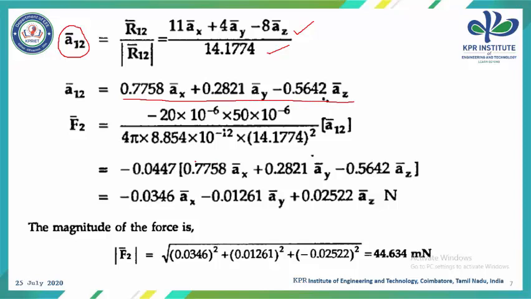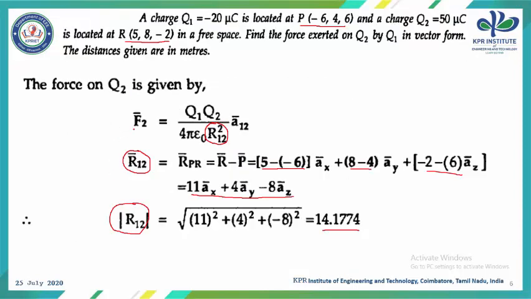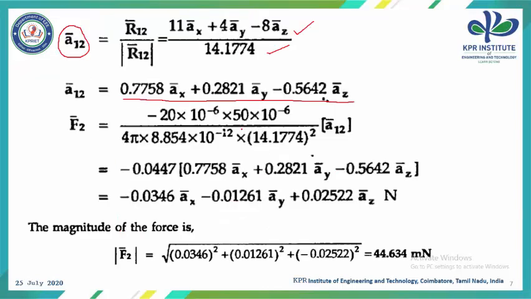Got it? What is the formula? F2 equal to Q1 Q2 divided by 4 pi epsilon naught R12 squared into A12. Now you know all the values, so just substitute them here. This is the Q1 value, this is the Q2 value. 4 pi is a constant. This is the epsilon naught value, which is also a constant. This is my distance value r. Now this is the A12 value. Substitute the values here, simplify it and verify the answer.